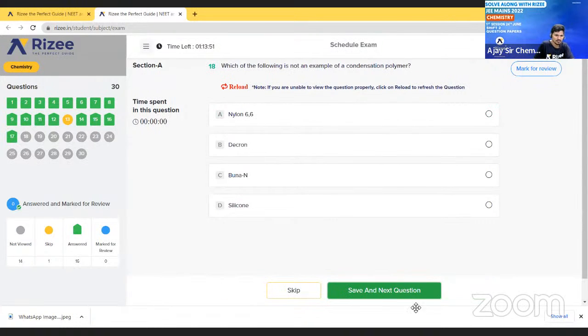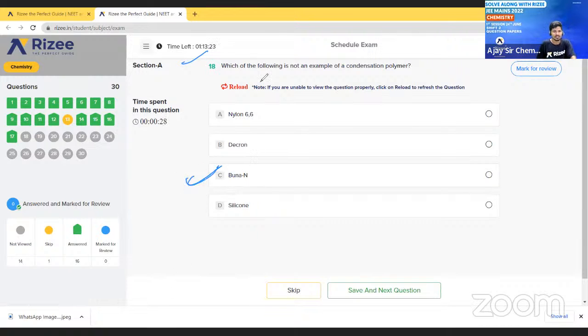So let us go to the next question. Which of the following is not an example of condensation polymer? Very simple. What is an example for condensation polymer? Tell me. Do you know what the example is? So the correct option is Buna-N. They are asking which is not an example of a condensation reaction. Buna-N, it means what?